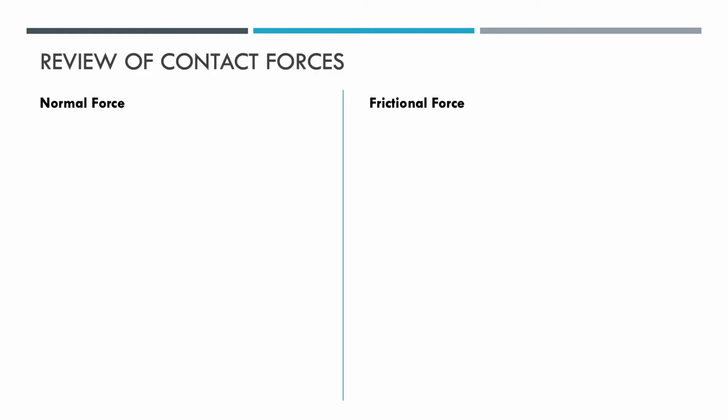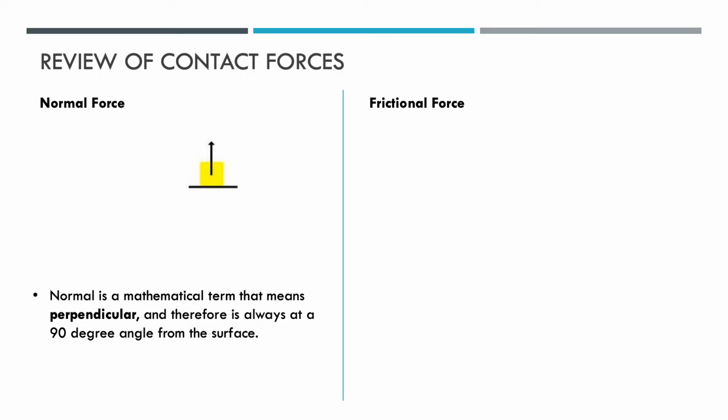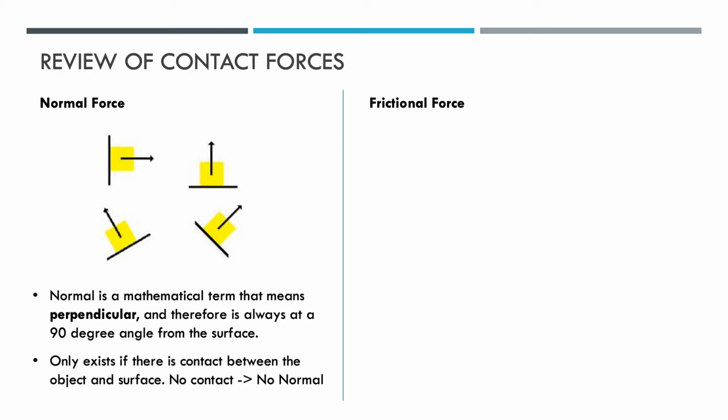Let's go over the contact forces. The first force is the normal force. Now that does not mean up. A lot of students think that, hey, that's whatever force is going up. No, that's not true. A normal force is a force that is perpendicular to the surface of contact. So if the surface is going vertically, the normal force will be horizontal. And if the surface is at an angle, the normal force has to be 90 degrees against that angle. And friends, please only draw a normal force if you know there is contact between the object and surface. If there is no contact, then there is no normal force.